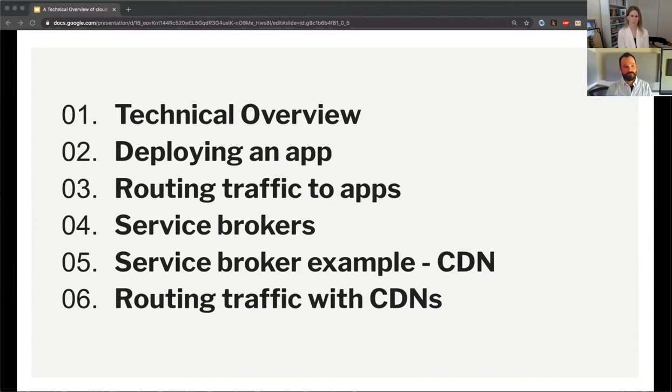Then we'll go into a little more detail on what actually happens when you deploy an application to cloud.gov. Next, we'll answer one of the common questions we get all the time: how does traffic actually get into my applications inside of cloud.gov? Then we'll do 2 videos back to back, one on general service brokers, and then an example, our CDN or content delivery network service broker. Finally, we'll wrap up with routing traffic into CDNs, because that process is a little bit different. So that's the plan. I think we should just dive right into it.